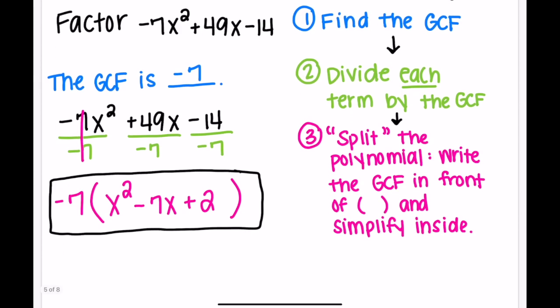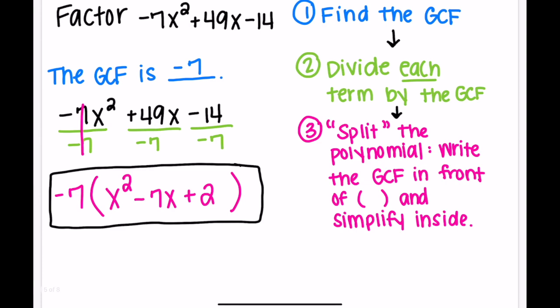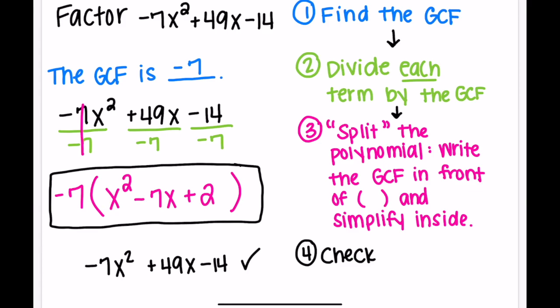Now we could check this by seeing when I multiply this back out, -7 times x squared would be -7x squared. -7 times -7x would be a +49x. And then negative 7 times 2 would be a negative 14. If that matches what I had to begin with, then I'm good to go. And it does, so we are correct in our factoring. So really your last step, you could consider it as checking to see that it multiplies to be what you started with.